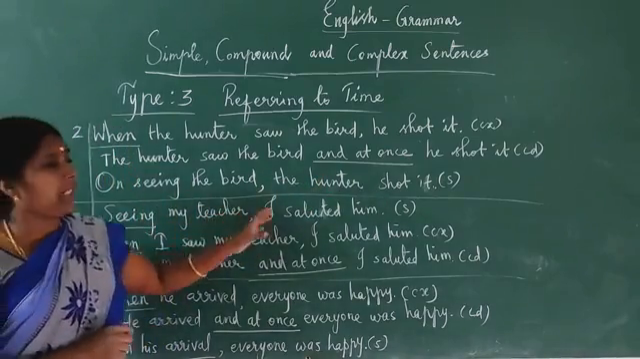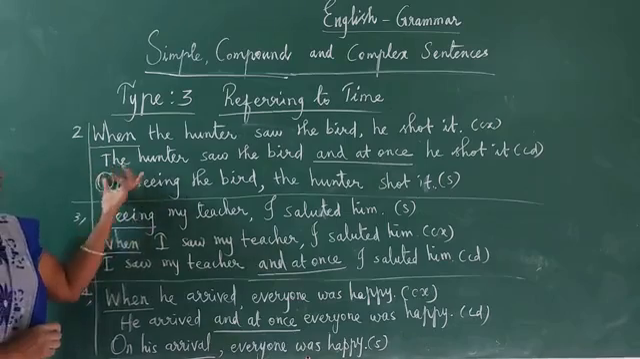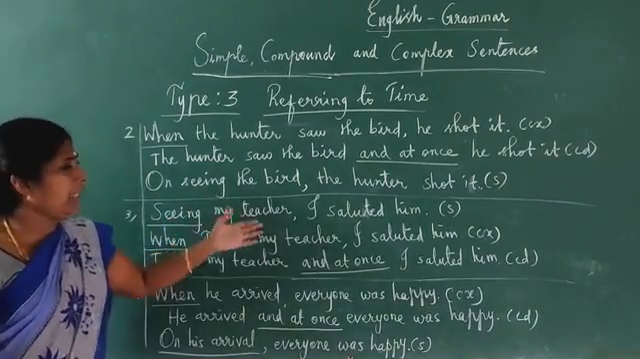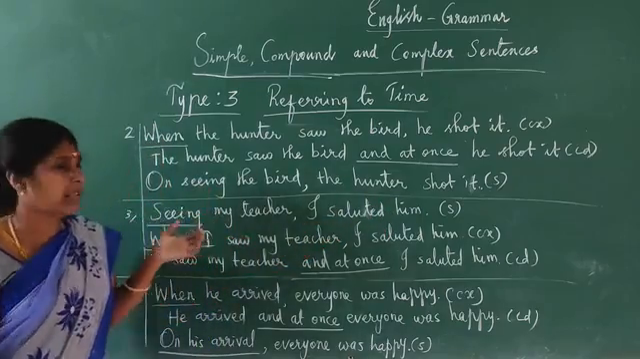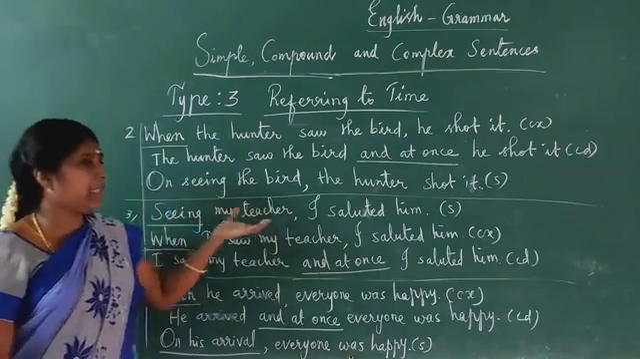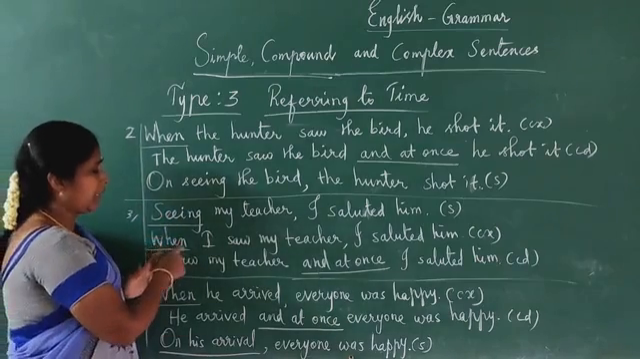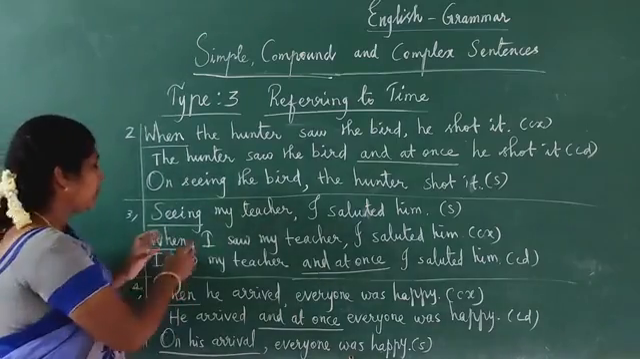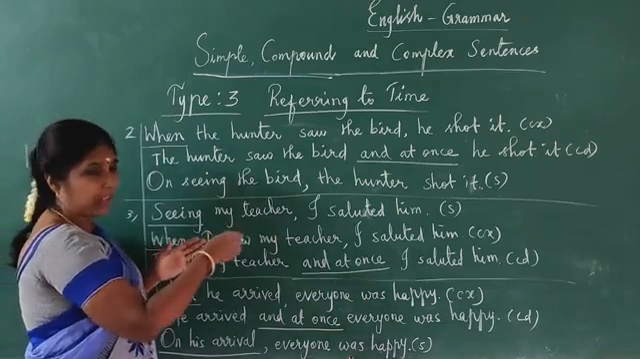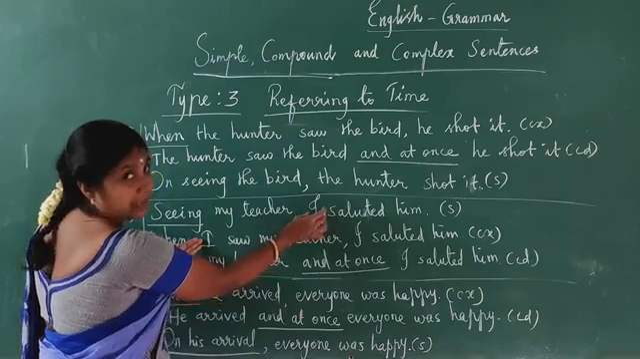Seeing my teacher, I saluted him. See this "seeing", that is the ing form: "on" plus ing, or verb 1 plus ing form. This is a simple sentence, because the sentence begins with "on" plus verb 1 plus ing, or simply verb 1 ing. Changing into complex means first you write down "when", then write down the subject. Here you have to write carefully. After writing this subordinating conjunction, we have to write the subject, as per the structure of the sentence. Here this subject only we have to write at first.